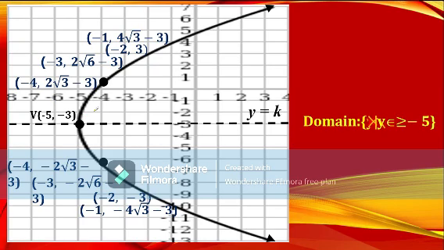So this is what I told you. If x is negative 4, our y is positive 2 square root of 3 minus 3. And here also, negative 2 square root of 3 minus 3. So that's why we have 2 values of y. And our range would be, if this is the case, the set of all y such that y is an element of all real numbers. Okay, let's continue.